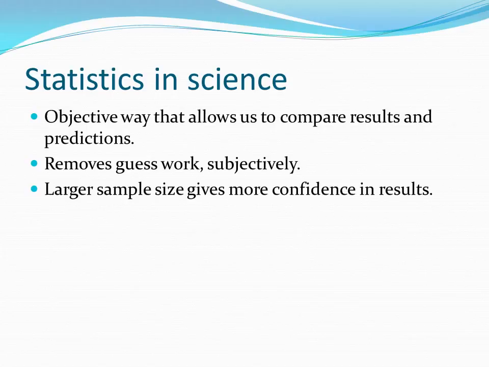Statistics and science are going to be plentiful this semester. We'll be looking at chi-square analysis a little bit later on in the semester, but they are basically objective ways that allow us to compare results and predictions. It really does get us away from just guesswork and trying to see relationships between two things that might be related. And most importantly, a larger sample size gives us more confidence, but we usually have to start with smaller sample sizes and build up to those larger sample sizes. In the next PowerPoint, we'll talk a little bit more about how clinical studies are set up with human studies.